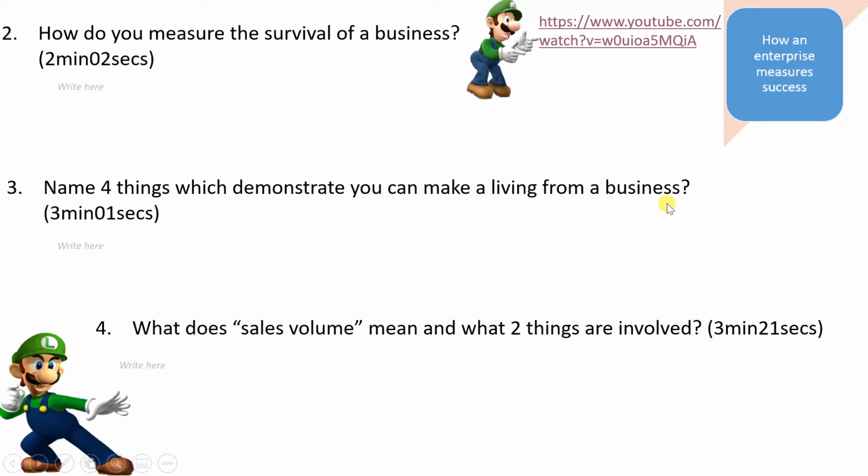So we're going to do question 3 the other way around. And then question 4, what does sales volume mean and what 2 things are involved? So the link is above, it's lesson 3, component 1 Aim A, and each of the questions has got an advisory point where you should go in the video to help you with the answers.